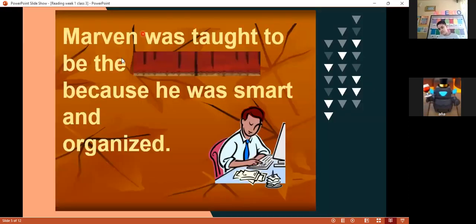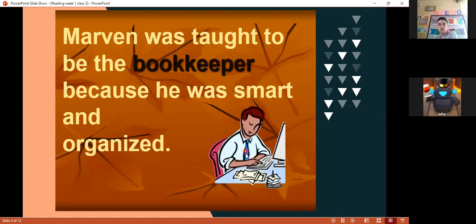For example, this one. Marvin was said to be that because he was smart and organized. What do you think is the word that matches in this sentence? Here is missing one word. He was said to be what? Bookkeeper. That's right, bookkeeper. Look at the picture. It's a boy with a book. So he was a bookkeeper because he was smart and organized. He was having that business account, the record.